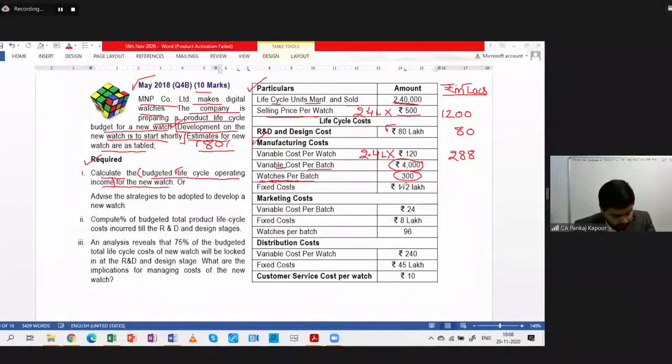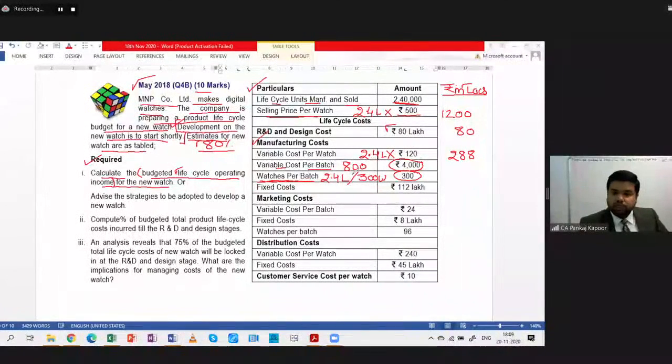Can anyone tell me how many batches we are going to produce? Those students who are online, please tell me how many batches we are going to produce. I'm waiting for your answer. Side by side, I'm solving the question as well. 2.4 lakh watches we need to produce, and in each batch we are manufacturing 300 watches. So the number of batches which we need to process is 800.